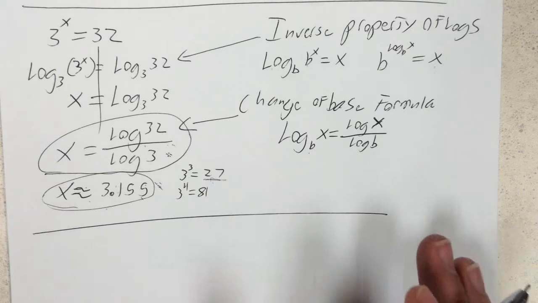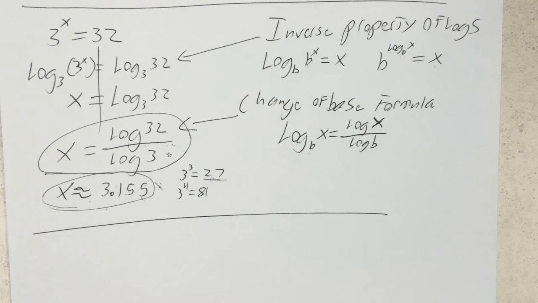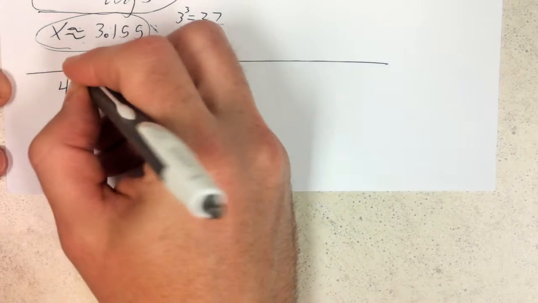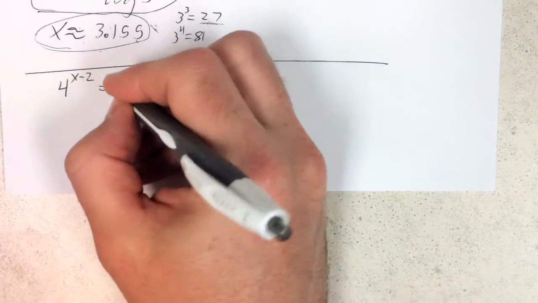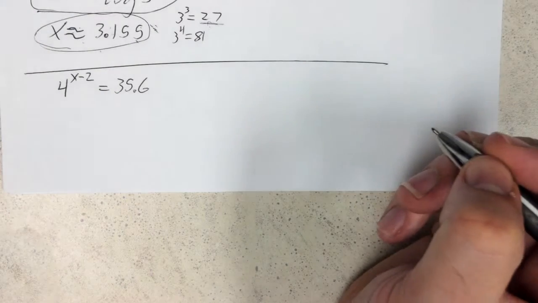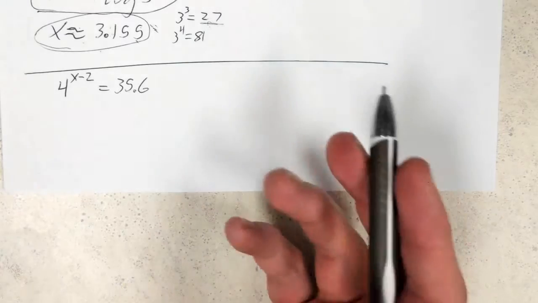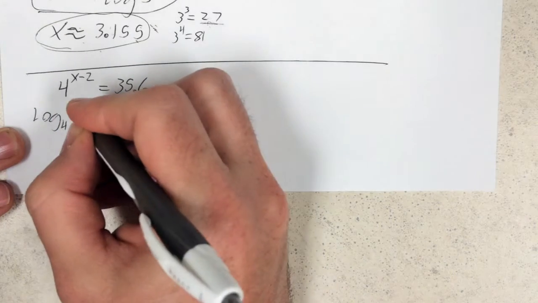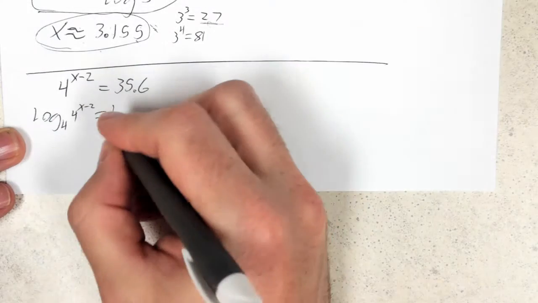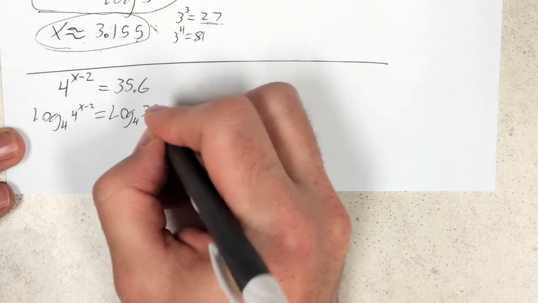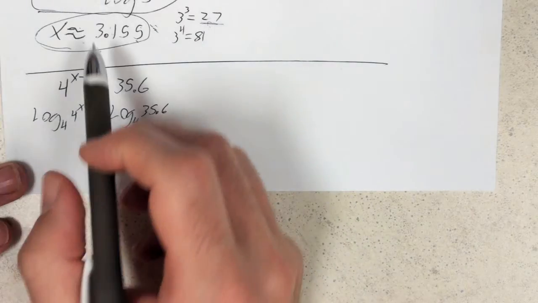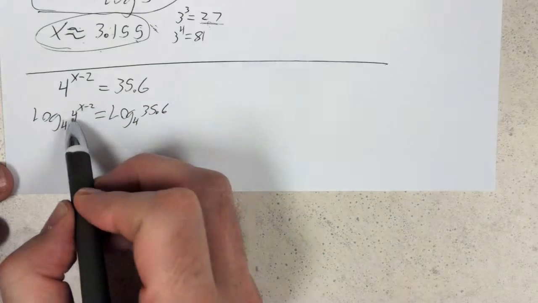Alright, let's look at one that's a little more complicated than that one. Four to the power of x minus 2 is equal to 35.6. Alright, so we've got an exponent, so we're going to do the inverse property of logs. So log base 4 of 4 to the x minus 2 is equal to log base 4 of 35.6.